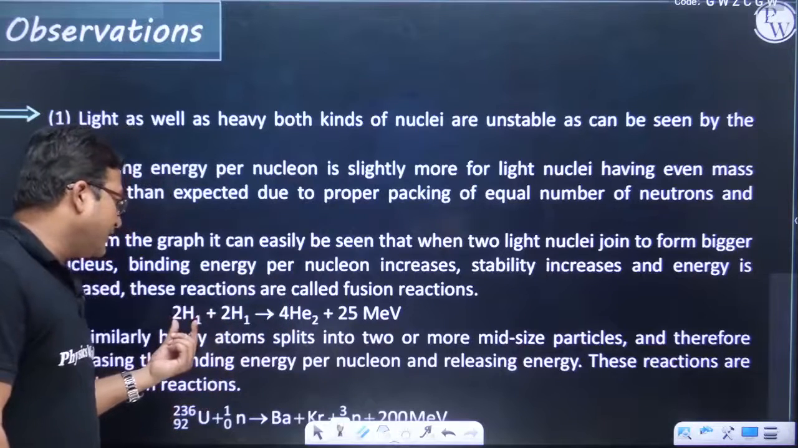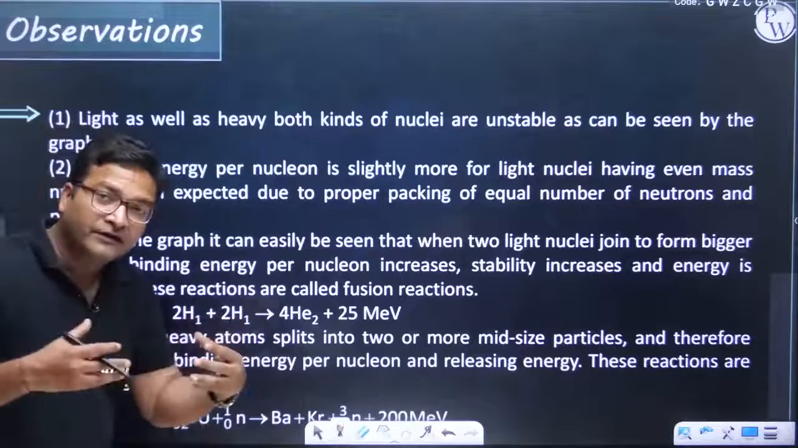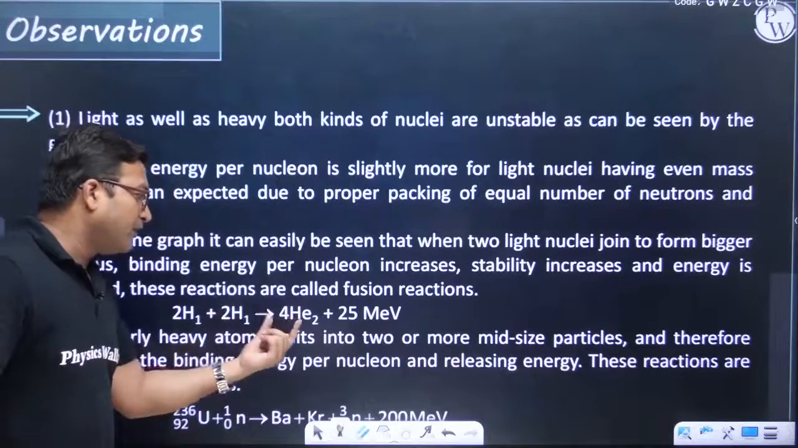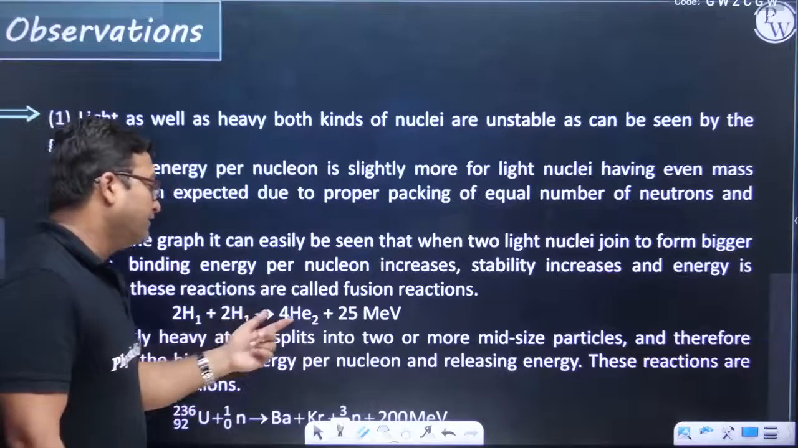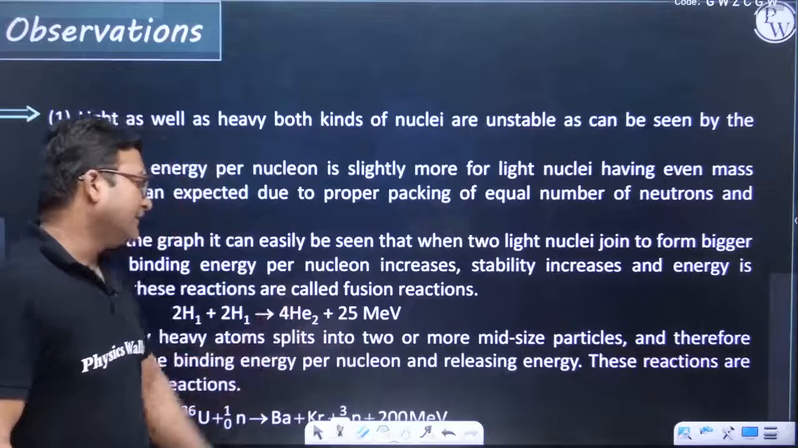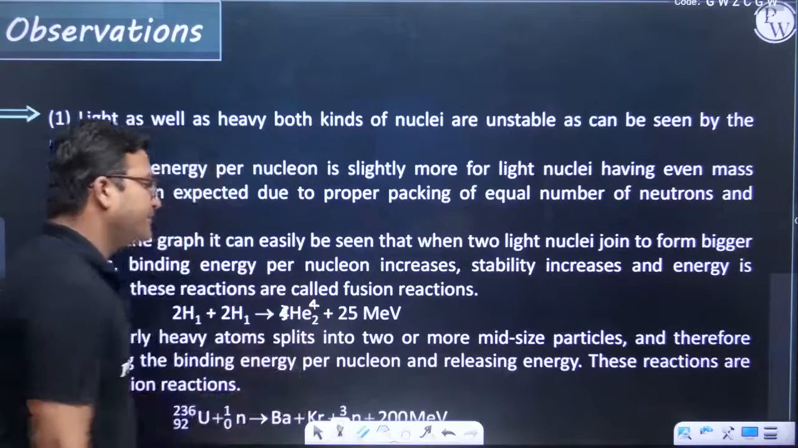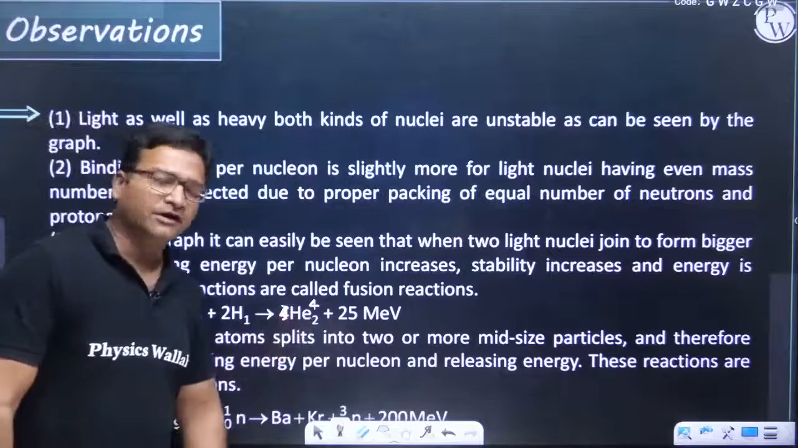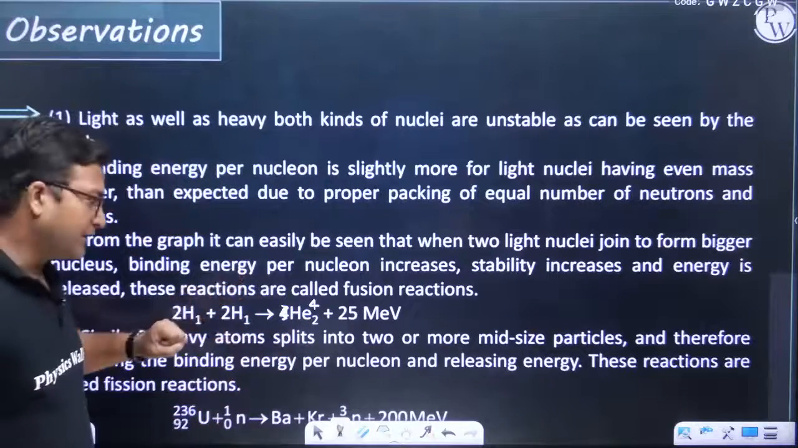Here we have four hydrogens, and four hydrogens fuse with each other to form a helium nucleus, and 25 million electron volt energy is released. Actually, we have to write 4 here. So 4 is the mass number and 2 is the atomic number of the helium nucleus. Okay, so this is called fusion reaction.